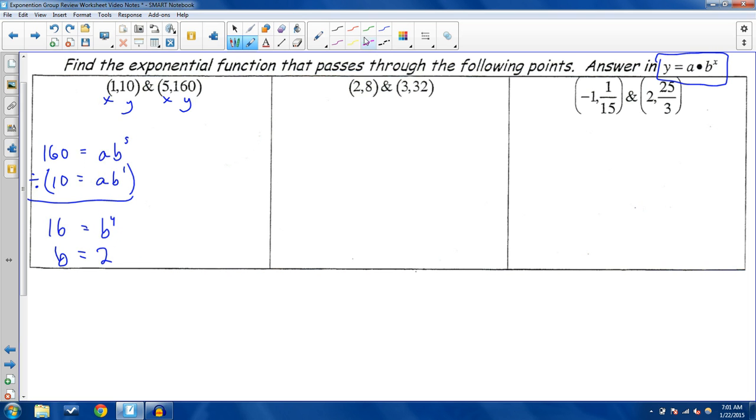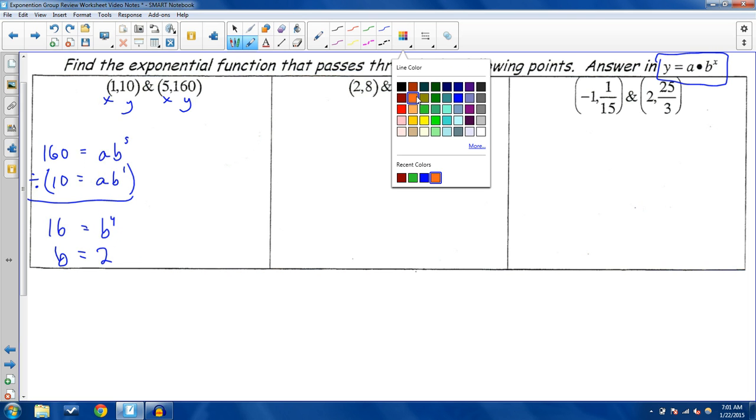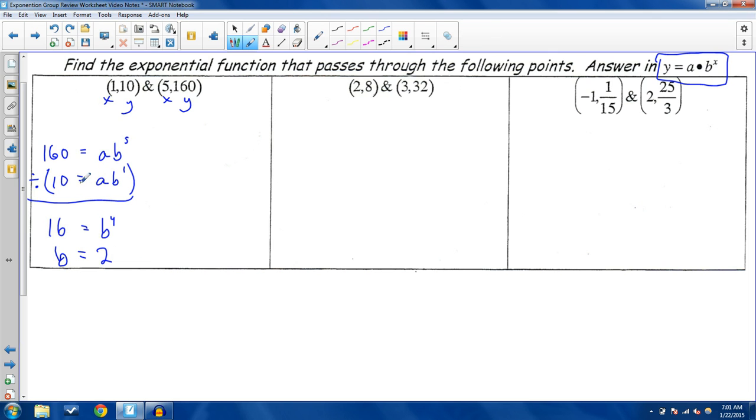Once you have your b value, you may insert that value into either equation to solve for a. When in doubt, go small. 10 equals a times 2 to the first power, which is 2. So a is 5. Your final equation is y equals 5 times, and I like the parentheses here, 2 to the x power. You can try and plug in these values, and you'll see that they work, and you can actually graph this, and you'll see all that.